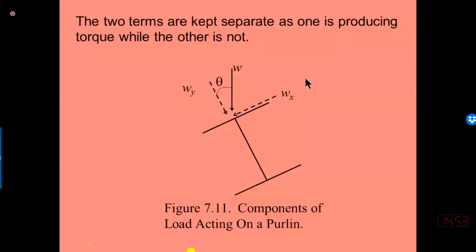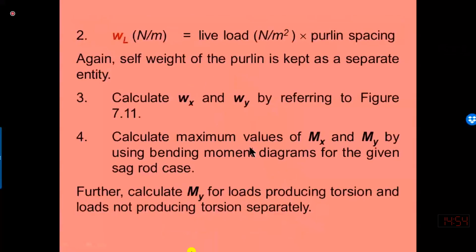So this is the load which is acting on the top line, which is the insulation load, roof sheeting load, and miscellaneous load. And the gravity load or self weight is acting at the centroid point, which is not producing any torsion. So the live load will be the snow load that you have already computed or considered depending upon the inclination of the roofing truss. We will also multiply with purlin spacing just to convert into UDL load. Again, self weight of the purlin is kept separate. So in the previous equation, we have shown it as a separate entity.